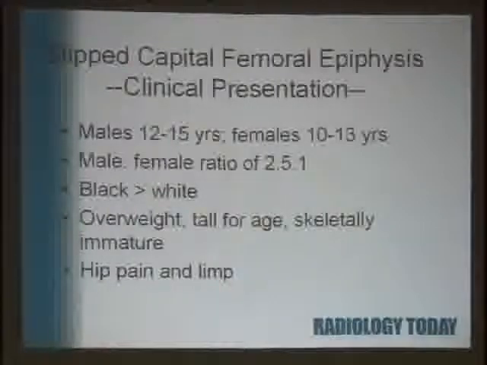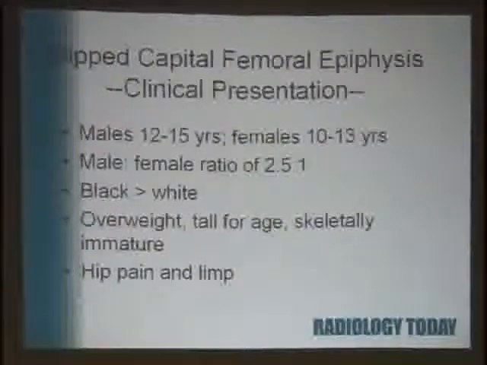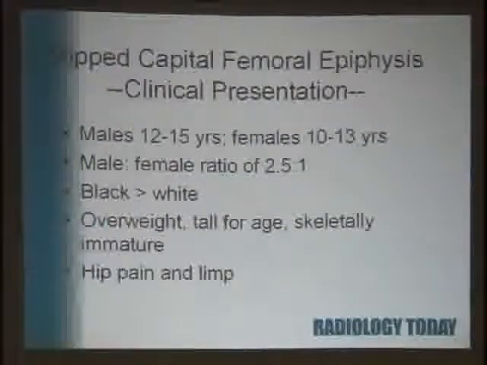The patients, as opposed to Legg-Calvé-Perthes, which is classically a 4 or 5-year-old white male, kind of small for age, these kids tend to be teenagers. In males, it's 12 to 15. Females 10 to 13. Again, more common in males, and more common in black than white children. They tend to be overweight, tall for age, skeletally immature. They have hip pain and limp.